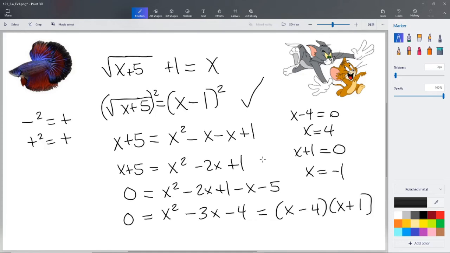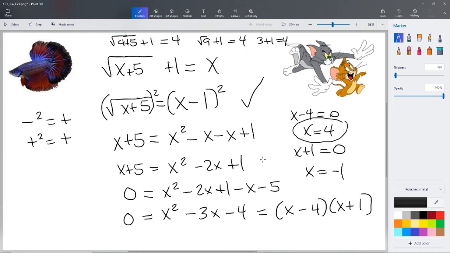All right, so let's use 4 first. So the original was the square root of x plus 5, so in our case we're going to have the square root of 4 plus 5. And then there was a plus 1 on the outside, and it equaled x, except in our case it's going to equal 4. Well, 4 plus 5 is 9, and the square root of 9 is going to be 3, and 3 plus 1 does indeed equal 4. So I know that this checks out. I'm going to go ahead and circle this one and say, yep, that checks out just fine. We're good to go there.